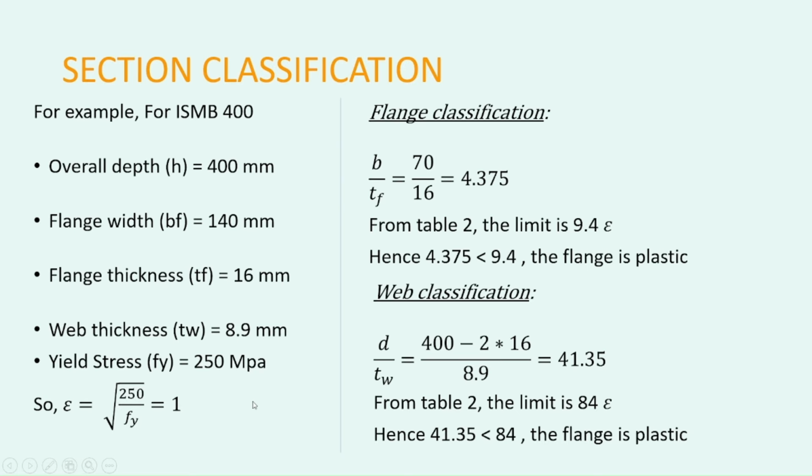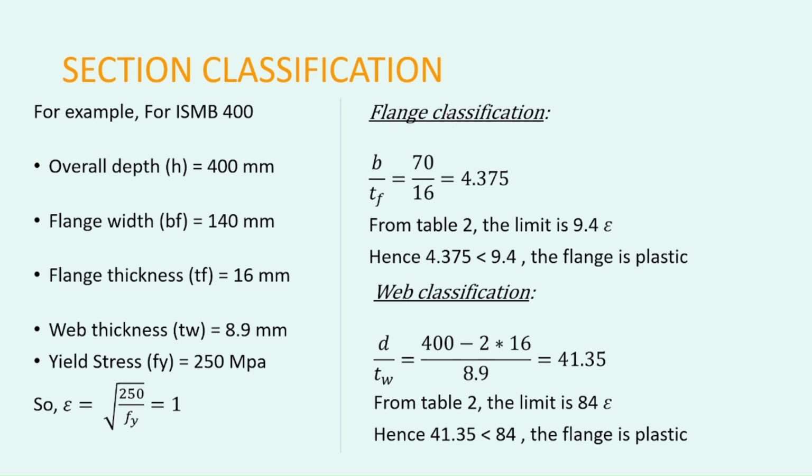Here I have shown an example for ISMB 400. For ISMB 400, the overall depth is 400 mm. Flange width is 140 mm. Flange thickness is 16 mm. Web thickness is 8.9 mm. Yield stress is 250, so E value is square root of 250 by Fy, which is 1. You can get all these values from the steel table.